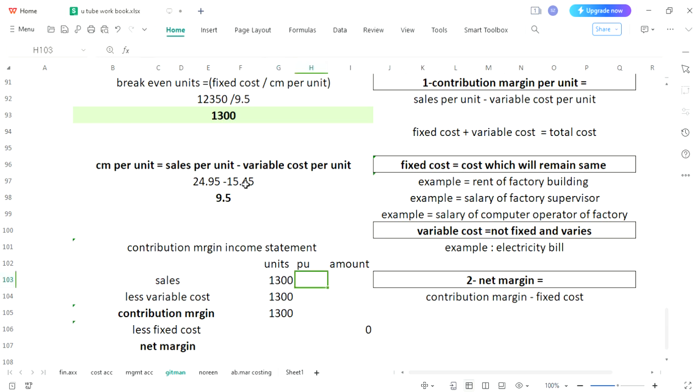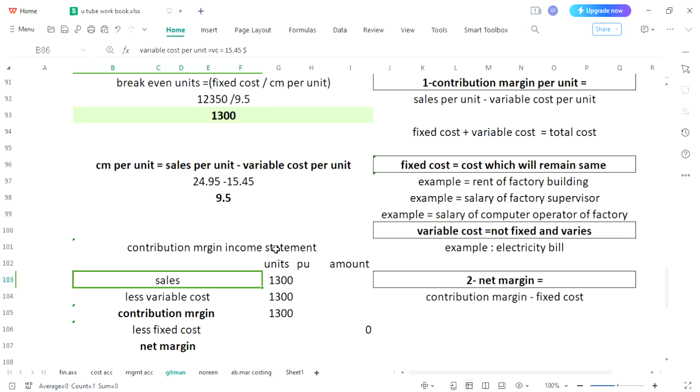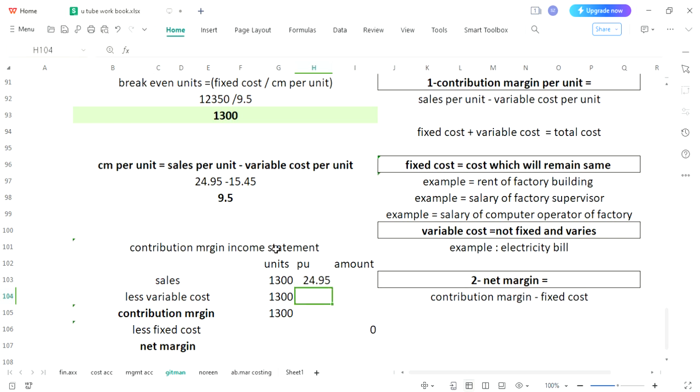Now sale per unit, look here, it was given in your question: 24.95. So what was our target? We have claimed earlier that with these 1300 units you will be at break even. Break even point is a point where there is no profit, no loss. Your revenues are equal to your cost. It means we have already mentioned that the answer of this total statement would equal 0.